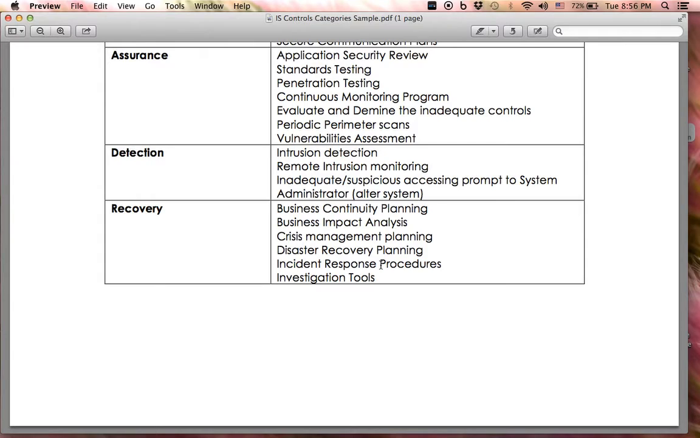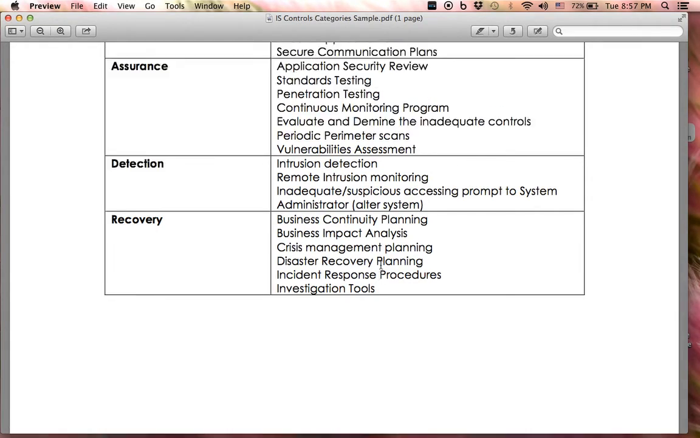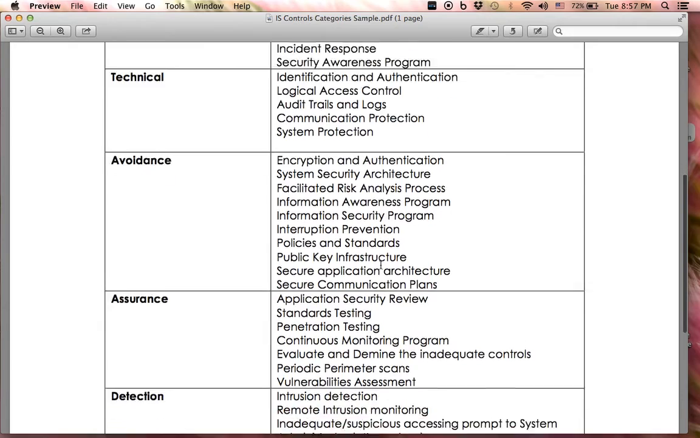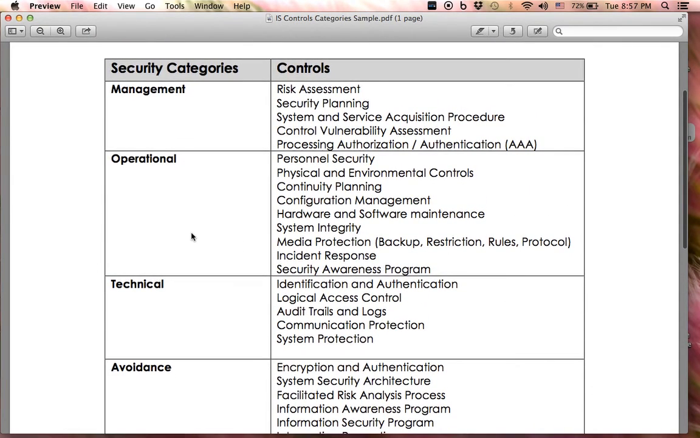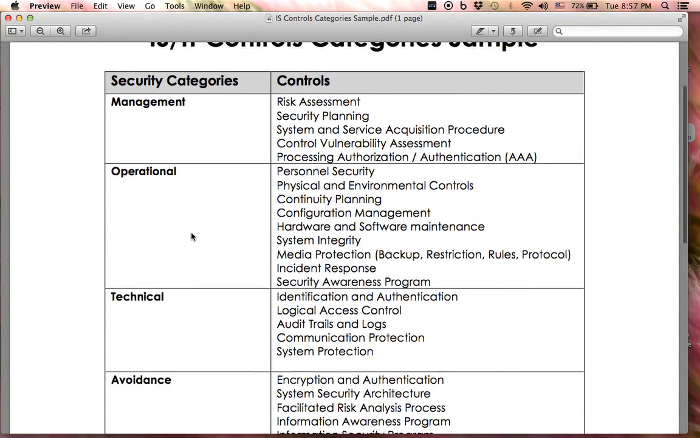The last one is investigation tool. For investigation tool, we refer to forensic review of any failure, to determine the major root cause and what could go wrong during business operation. So this is just an example like I shared with you. We have categorized into 7 major controls.